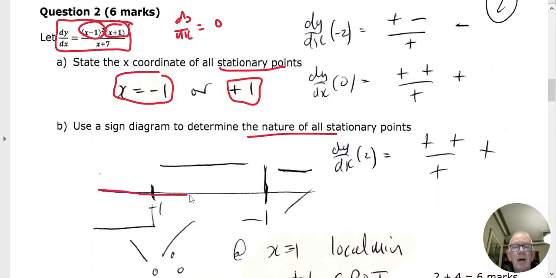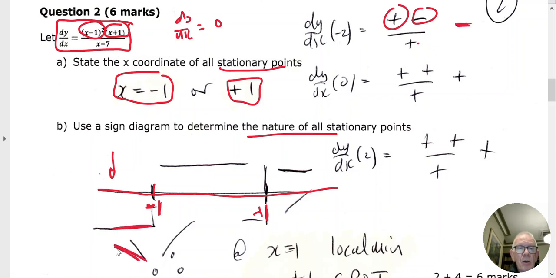So I create my sign diagram. I've got negative 1 and I've got positive 1. And I'm choosing x at negative 2. This is positive because it's squared. This is negative because negative 2 plus 1 is negative. And the bottom, negative 2 plus 7, is positive. So I have a negative down here, or you can put a line which has a negative gradient.